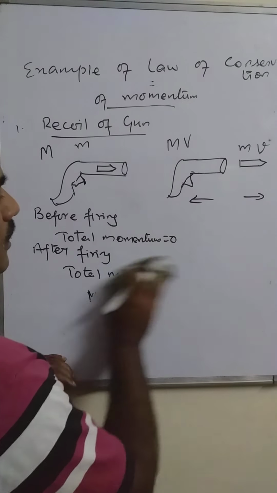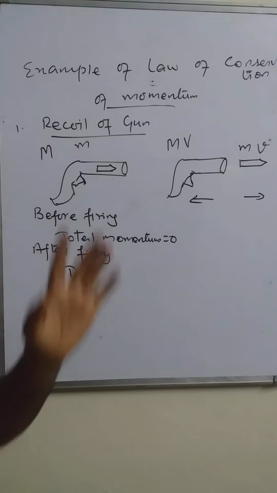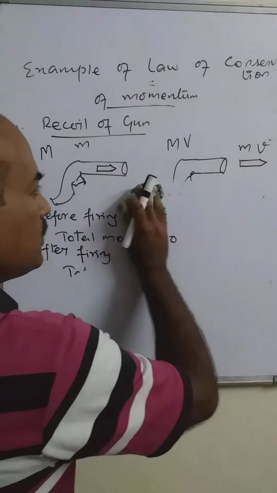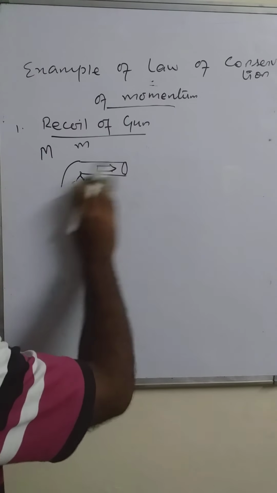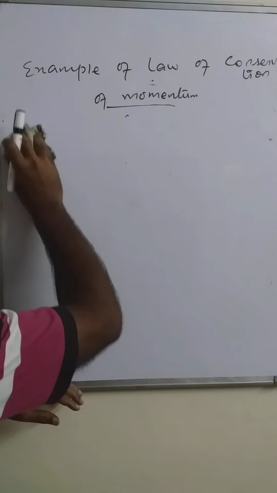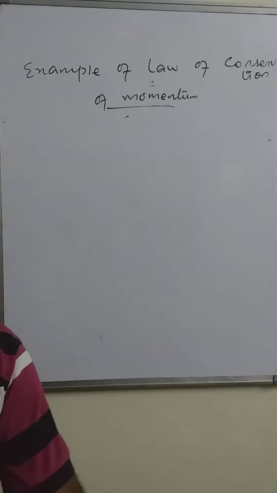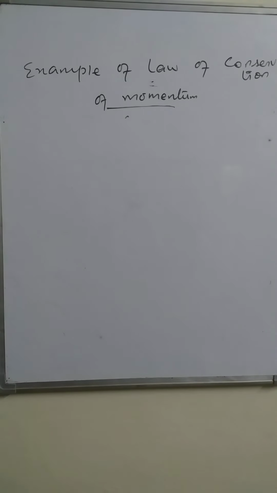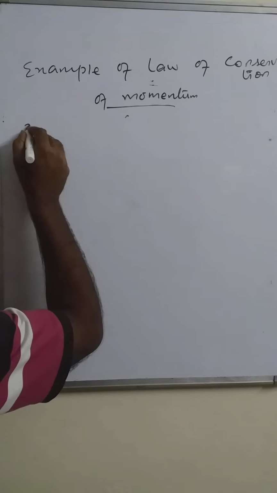This can also be an example for Newton's third law of motion, because here also there is action and reaction. The force with which the gun pushes the bullet forward, with the same force the bullet also exerts on the gun, right? And the second one is for the law of conservation of momentum.